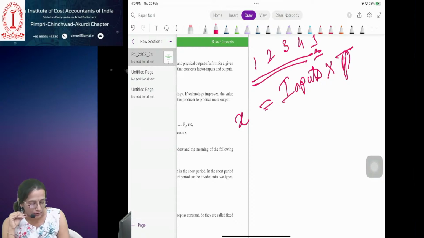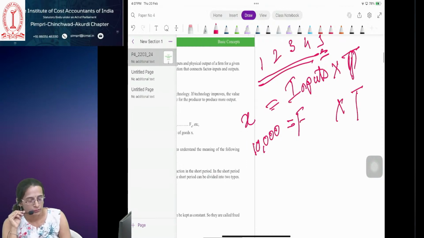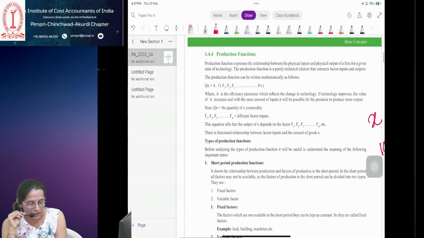Like, I will get 10,000 units if I employ a certain level of technology and 5 inputs. So that is the production function. See here what it is showing: QX is the quantity of units produced. It is a function of F1, factor input 1, factor input 2, factor input 3, all the factors. If there are 5 factor inputs, F1 till F5. If there are 6, till F6, Fn is given here.